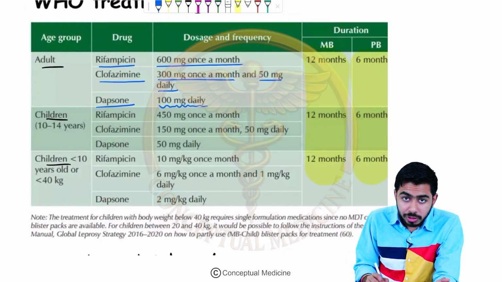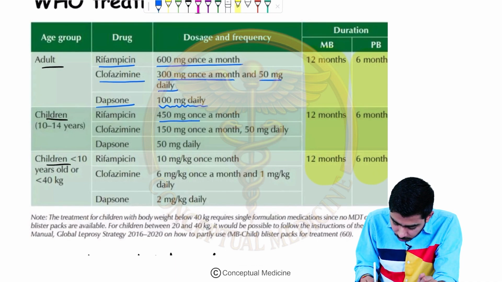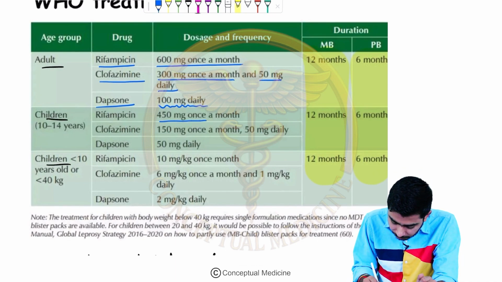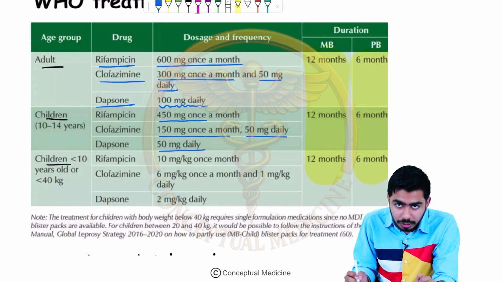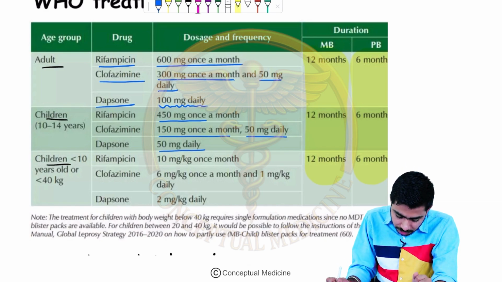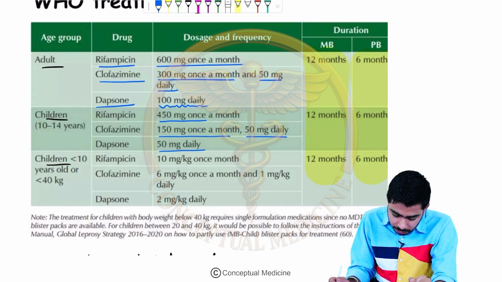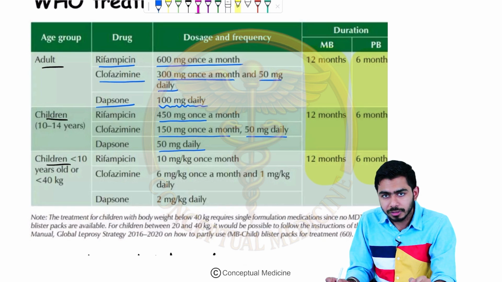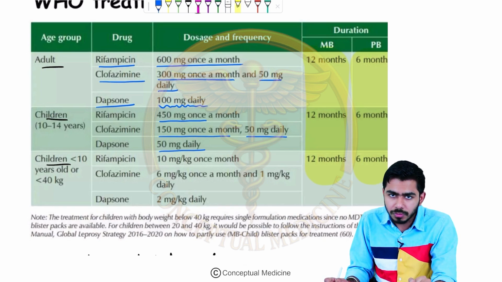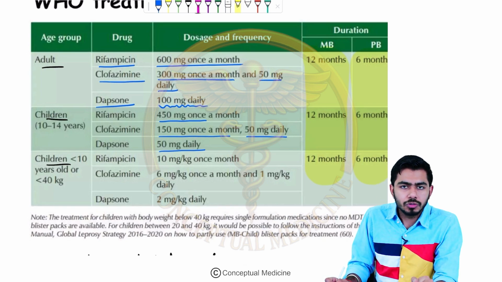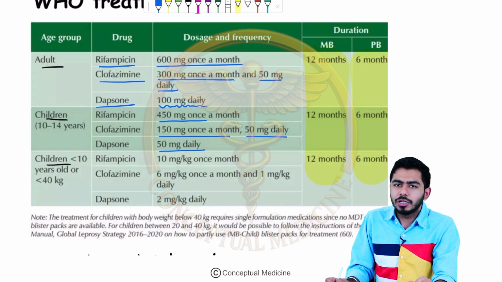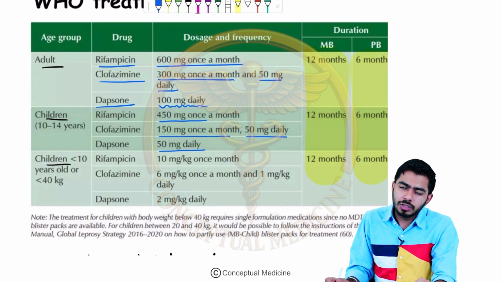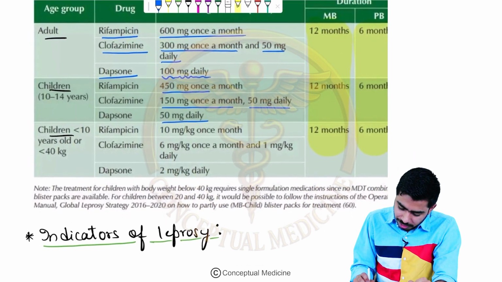Now if you talk about the children, guys, Rifampicin dose will be 450 mg once a month, then Clofazimine 150 mg once a month, or 50 mg daily, and Dapsone 50 mg daily. But the only difference is that for Paucibacillary they are also giving the 3 drugs. Clofazimine they are also giving for the Paucibacillary patient, but NLEP was not giving Clofazimine for the Paucibacillary patients. I hope you are seeing the difference as well.